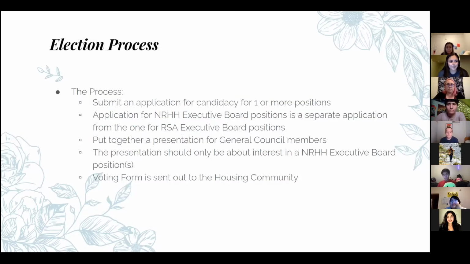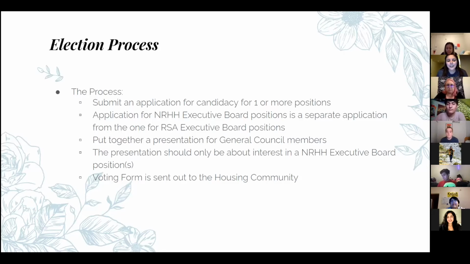Next. All right, so what's the process looking like? You will have to submit an application for candidacy. You can submit an application for one or more positions. On the application, you will see that you can select up to all 5 positions. So select as many as you are interested in. Just note that the application for NRHH is a separate application from the one for RSA. So if you did apply for RSA, just know that the NRHH one is separate.